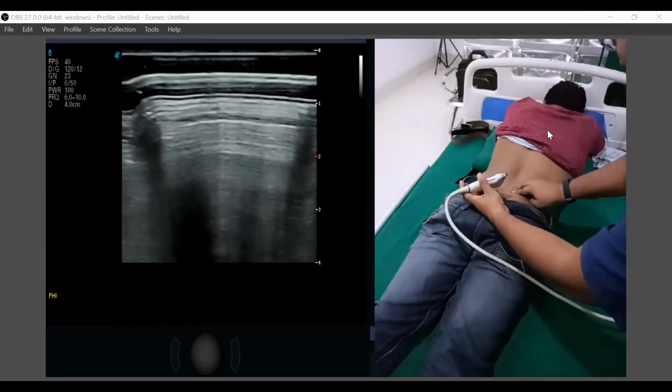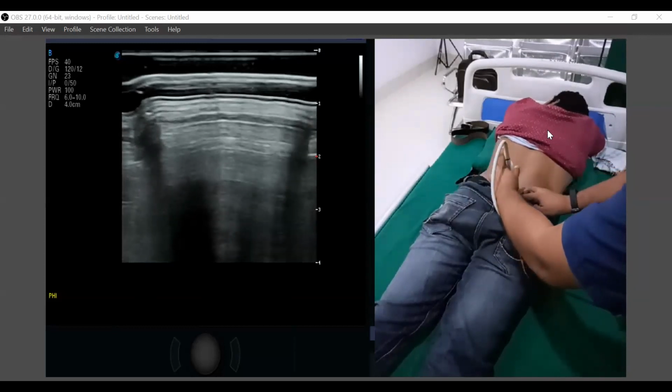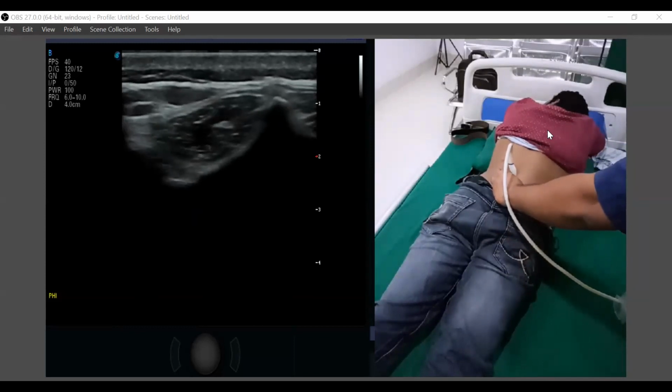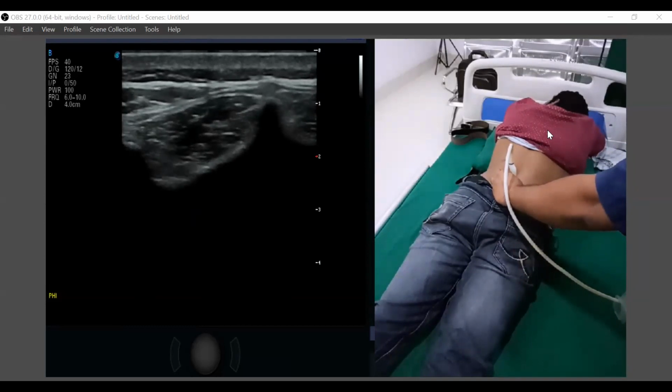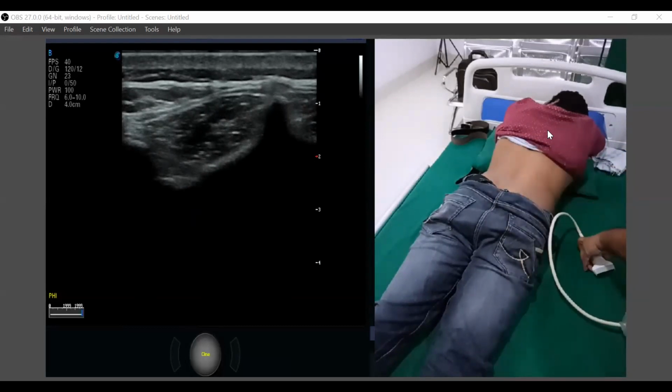So first, what I am doing, I am palpating the PSIS. Then I am putting the probe. All right. So now you can see, I have just put it here. I do not know the exact area, but I have put it, and the picture you can get is this. So here most probably this structure is the S2 spine.